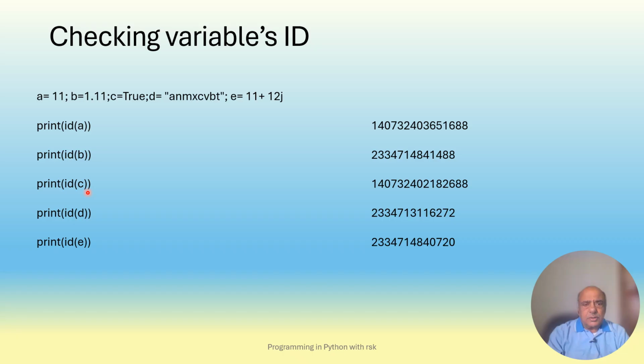C has an object True in this case, and the object True is referred to by variable C, by identifier C, to which we have assigned True, and its ID is this much. Similarly for D and E, these are all IDs.